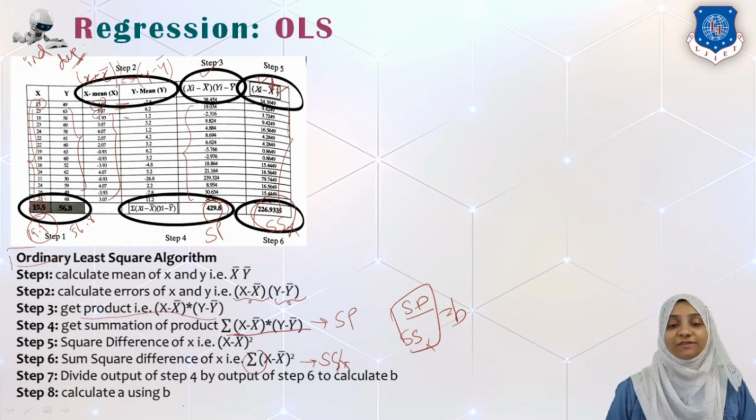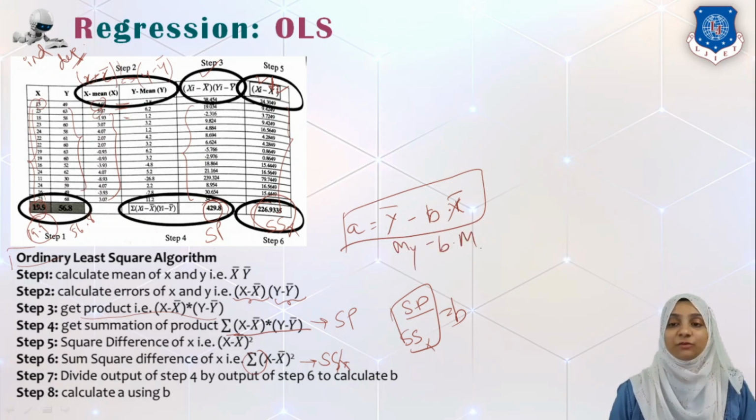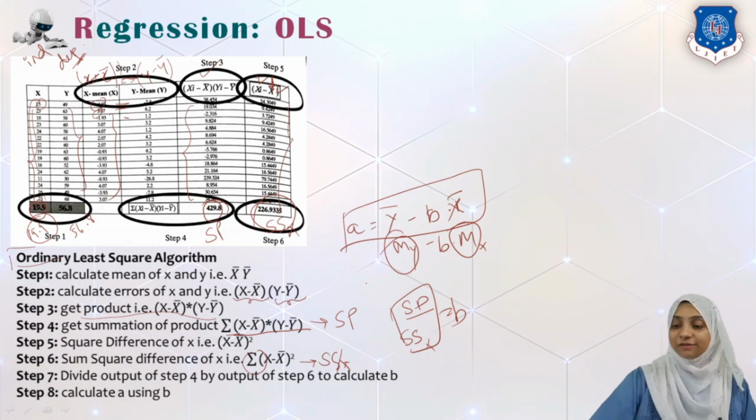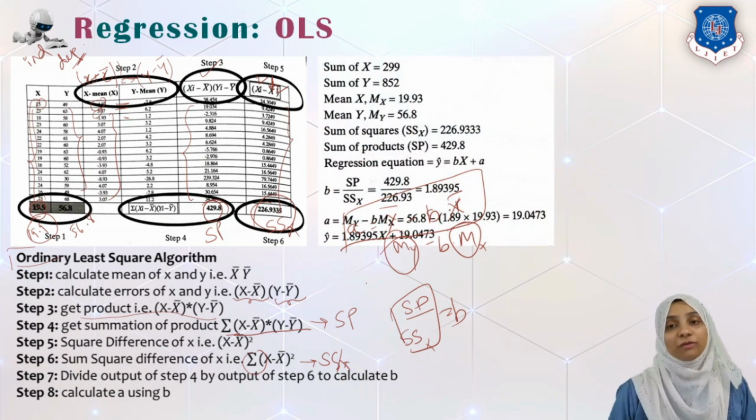which is the formula to calculate our b. Now using this b, we will calculate a. Now a is calculated as y bar minus b into x bar. So that is the formula for a, or I would call it my minus b into mx. So the mean of x is multiplied with b. That is how we fit a line.